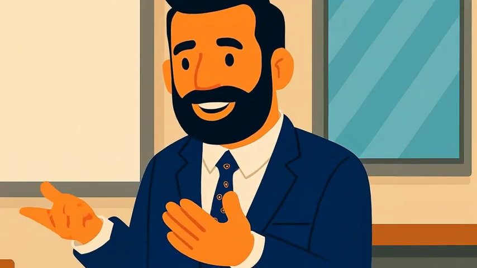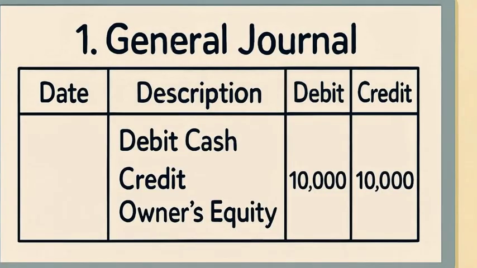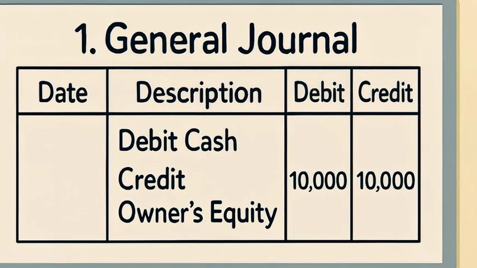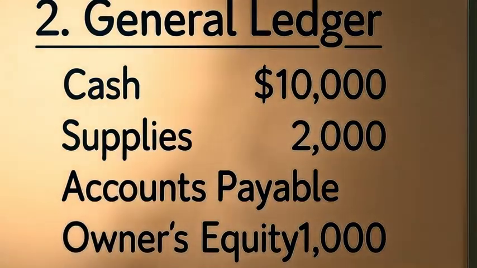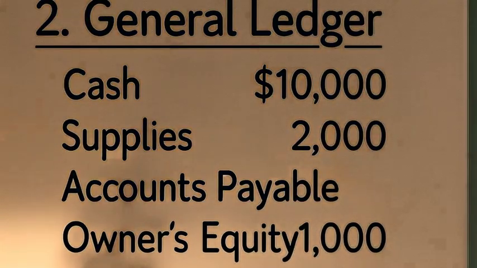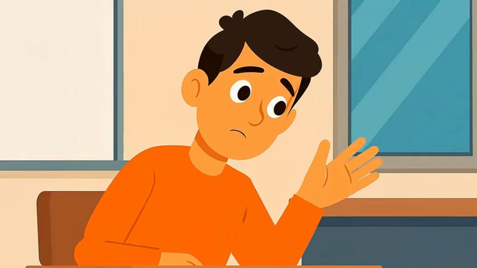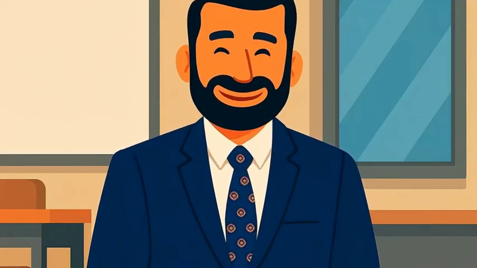Now let's move from analyzing to recording. We use two main tools. 1. General Journal, the book of original entry where transactions are recorded chronologically. Example: debit cash, $10,000. Credit owner's equity, $10,000. 2. General Ledger, the book of final entry where each account's total activity is summarized. So the journal is like a diary and the ledger is like organized files? Exactly. The ledger groups all entries by account for easy reference.